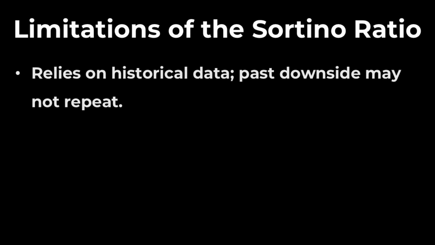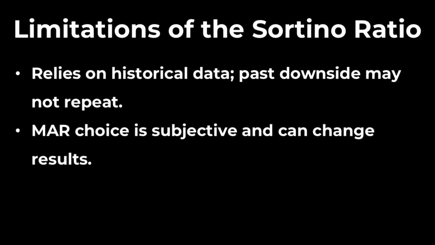Of course, no metric is perfect. The Sortino ratio still depends on historical data. Past performance might not repeat. The MAR you choose can also change the results significantly. And extreme market events, the true outliers, aren't always captured unless your data sample is deep enough.